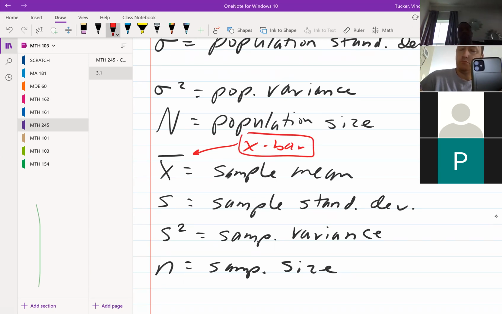All right, for your sample, X bar is your sample mean. And if you see any letter with a bar over it, if you had y with a bar over it, that would just be y bar. So any letter with a bar over it is just that letter bar. So X bar is your sample mean. Regular lowercase s is your sample standard deviation. S squared is your sample variance. And lowercase n is your sample size. So capital N is population size, lowercase n is sample size.